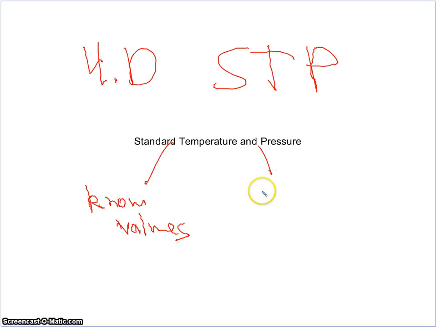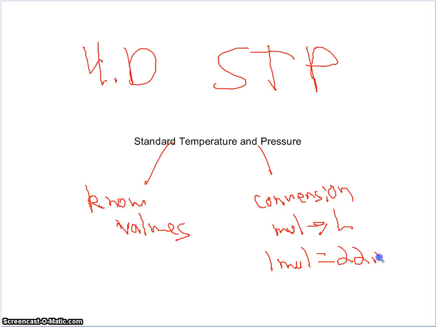And then you also need to be able to do some easy conversions, or I shouldn't say easy, but one-step conversions between moles and liters. Because there's this equality that 1 mole of gas takes up 22.4 liters of space. That's only true at STP. Alright? So let's talk about the values here.